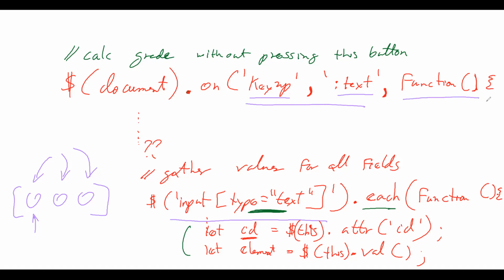And then what's the response to the event? Well, it's this function over here, right? And so what does this function say? It says gather values of all fields. You see that? That's where you do the input type text. You grab all of them, which is what I explained here, do the each, and then you just process them and add them. So you don't have to press a button. Every time you're typing, basically this is running.